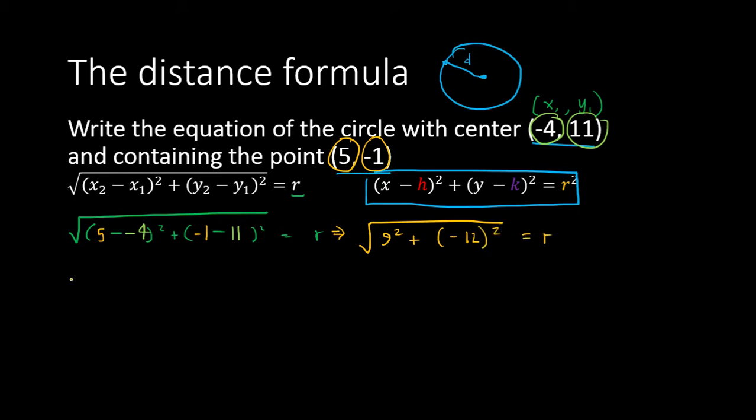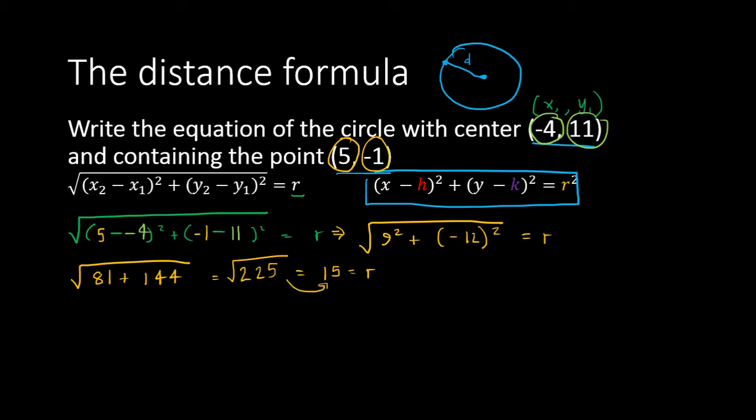Keep simplifying. So 9 squared is 81, and negative 12 squared is 144. 81 plus 144 gives me, what does that give me? 225. So I have the root 225, and root 225 is equal to 15. So my radius is equal to 15.